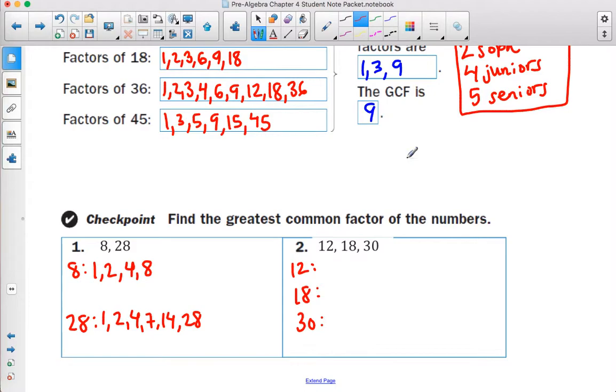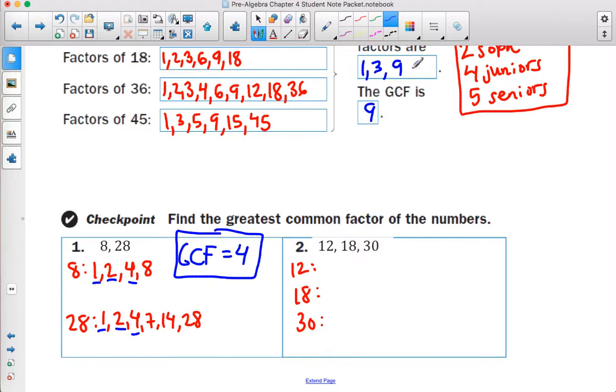Okay, welcome back. Let's go over it. If I look at question 1, I've listed all the factors. What are ones they have in common? They have 1 in common. They have 2 in common. They have 4 in common, and the biggest one they have in common is 4. So the GCF, the greatest common factor for this, is 4. That's the biggest number that will go into both 8 and 28.